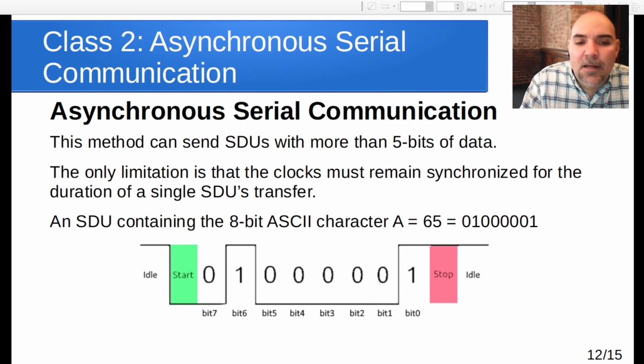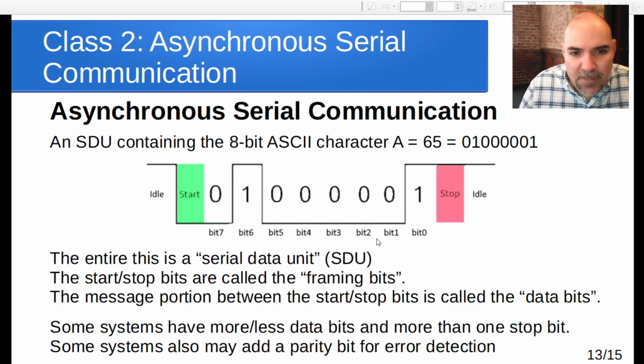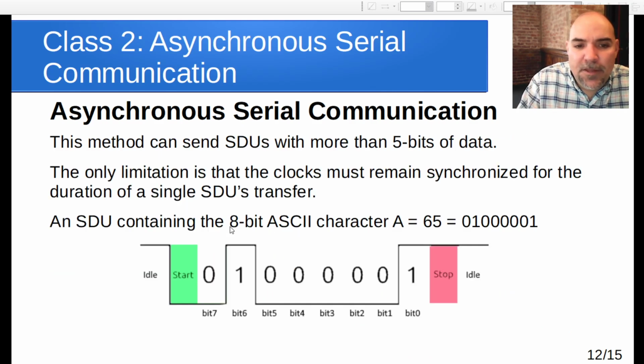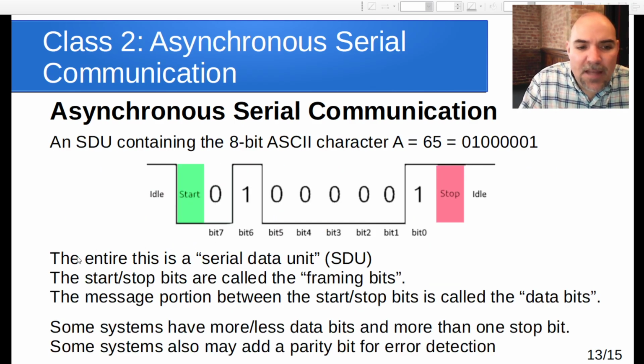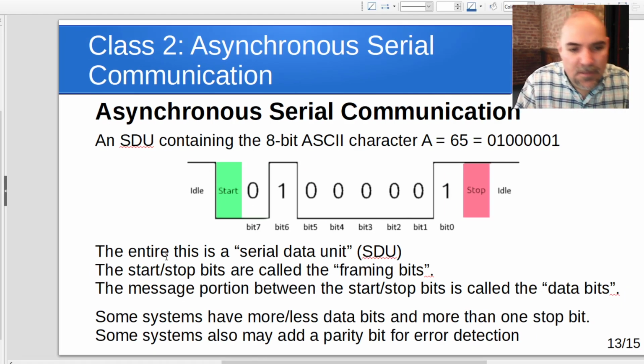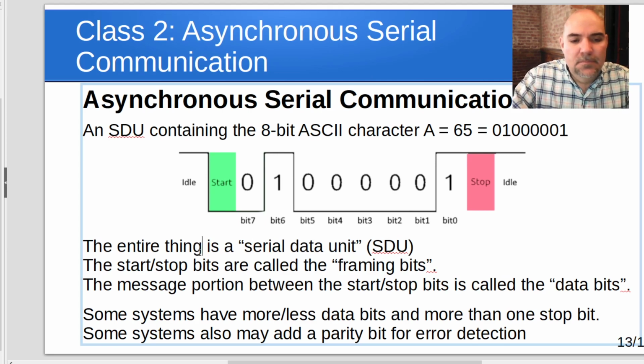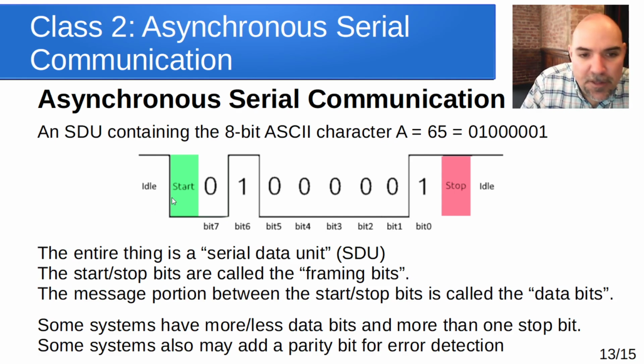Anyway, looking at the next slide, the serial data unit containing the 8-bit ASCII character looks like this. And the thing to note here is that that entire thing is a serial data unit. So the entire thing, the start bit, the data bits, and the stop bit, that's a serial data unit. The start and stop bits are called framing bits. The message portion between the start and stop bit are called the data bits.